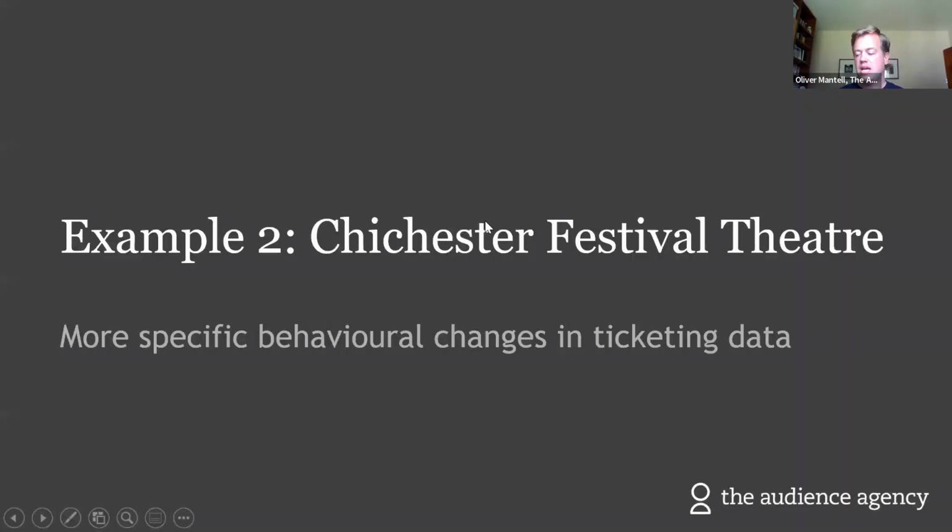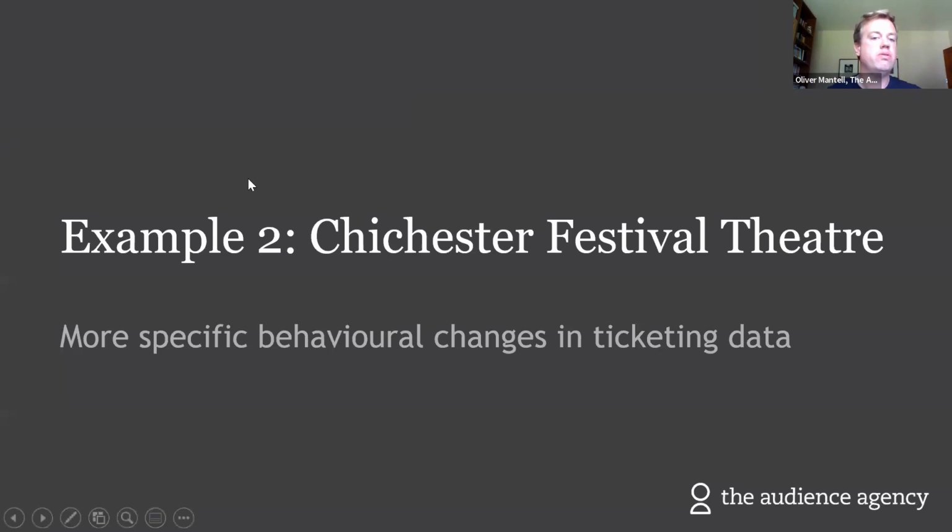Next example is Chichester Festival Theatre. So here, although obviously using ticketing data, where we normally get these huge tranches of data to analyse, we've really zoomed in on one particular factor. So here we're looking just again at one particular segment and its subsegments and what's changed. But in this instance, we're looking at what's changed over time.